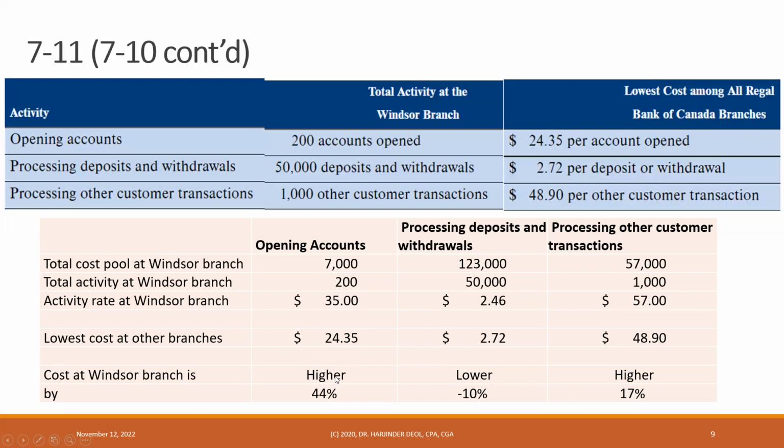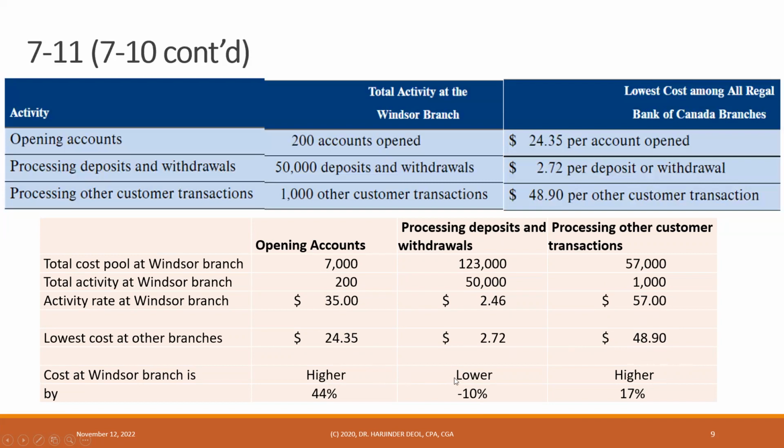that's how much Windsor's number is higher. And similarly, if we look at the cost to process each deposit and withdrawal, the activity rate at the Windsor branch is $2.46 compared to $2.72. Here, certainly the Windsor department's cost is lower by about 10%. The cost to process other customer transactions, though, is 17% higher at $57 per transaction compared to $48.90. So this would be a look at the so what.